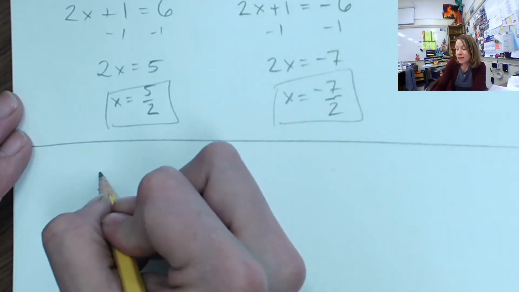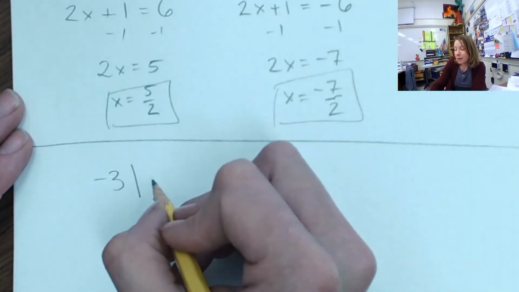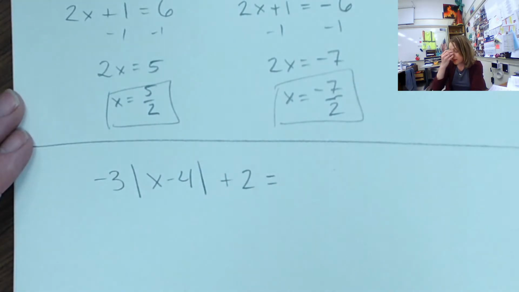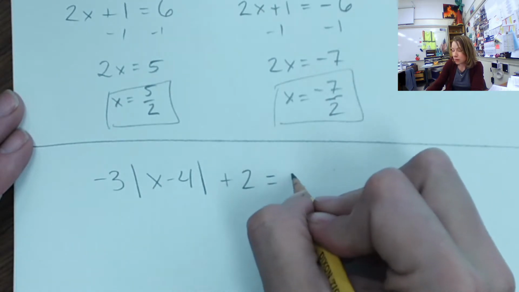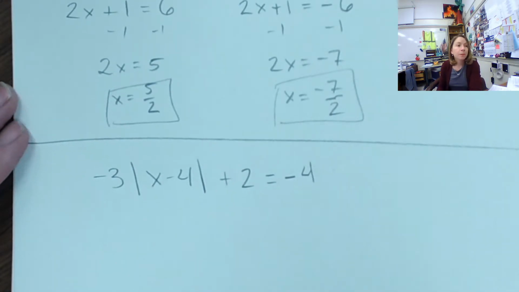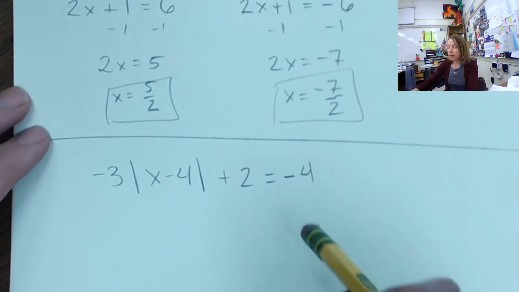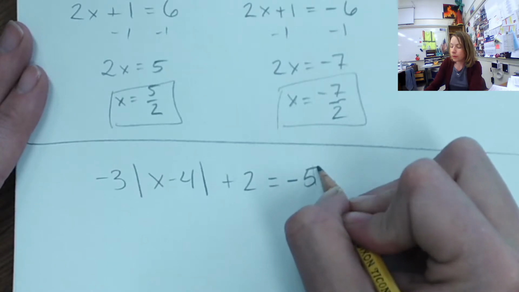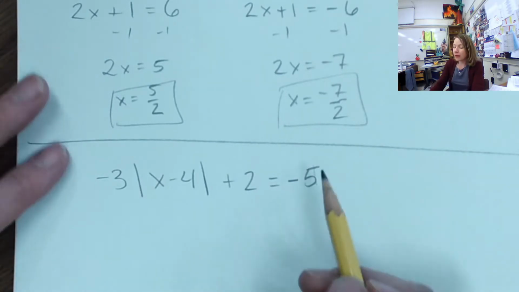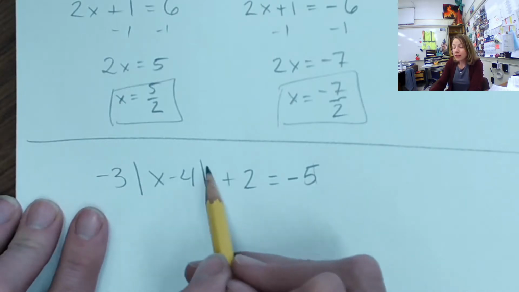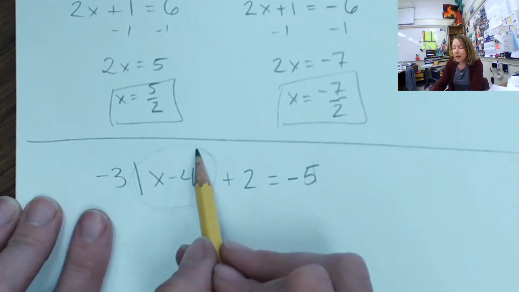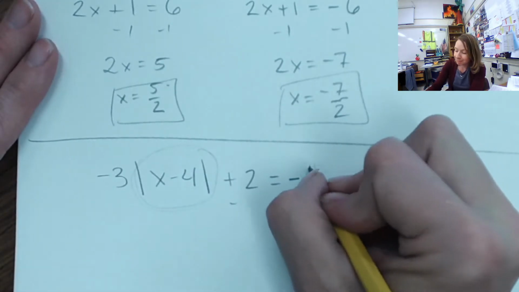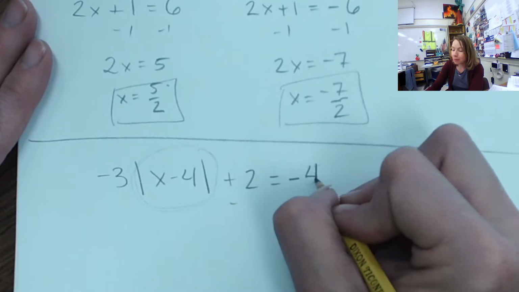Maybe I've got negative 3 times the absolute value of x minus 4 plus 2 is equal to negative 4. Okay? No, I don't want negative 4. I want negative 5. Yes. Okay. So if I look at this one, I'm going to start. I want to get this thing by itself. This is what I want to isolate. So I'm going to start off by subtract. Oh, no, I did want a negative 4. Sorry. This is what happens when I try and make up problems.